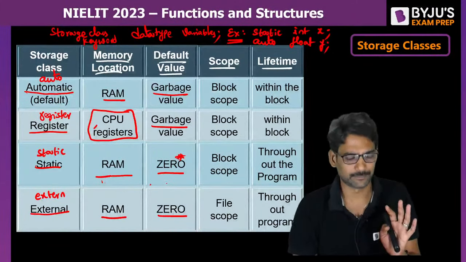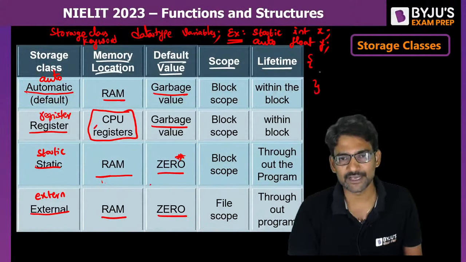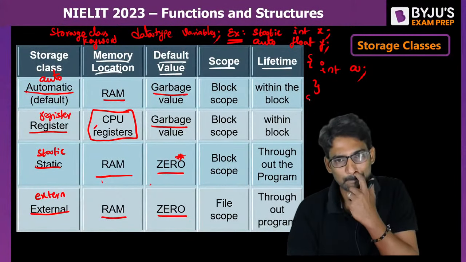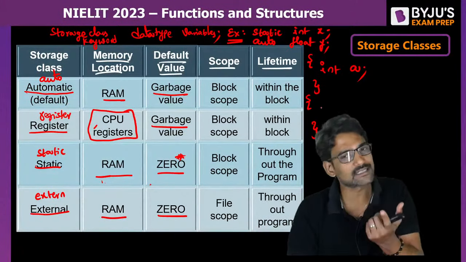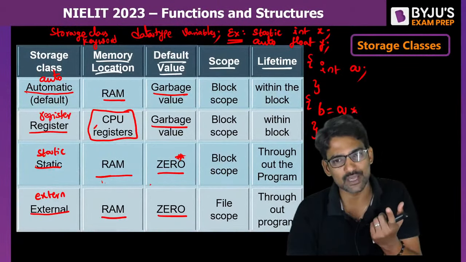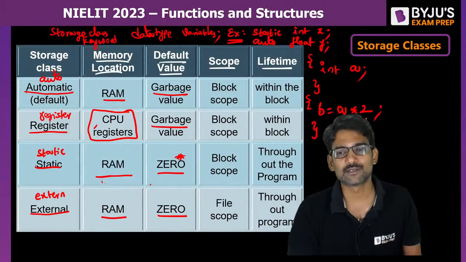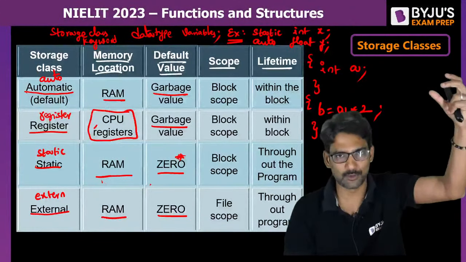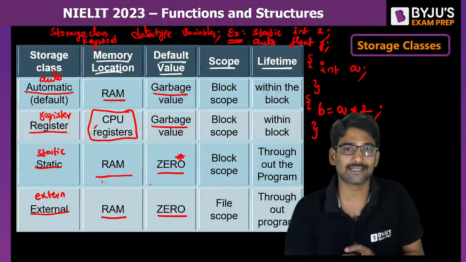And scope. What does scope mean? Suppose I am defining one variable A in this block, and can I use it in this other block, like B is equal to A multiplied by 2? Is it valid or invalid? I have defined A in one block. Can I use it in another block? That is what we call scope, where you can use it and where you can't.